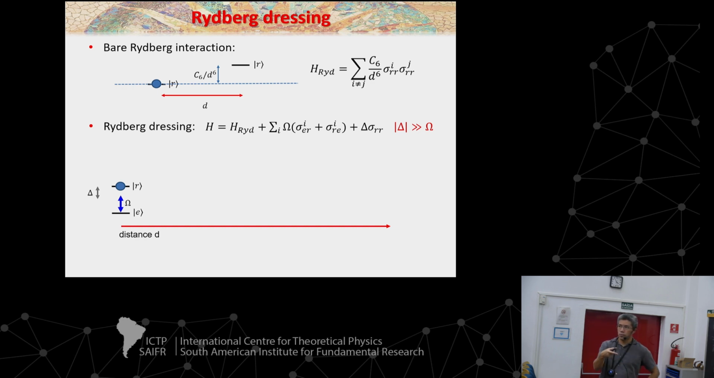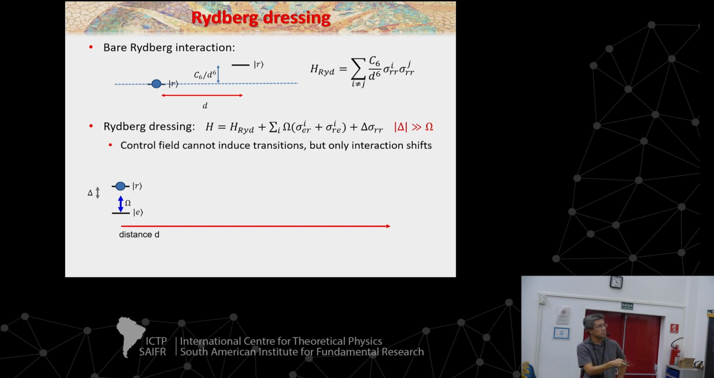Imagine I shine in a first photon. I store it, so I really generate a Rydberg excitation. Then what I want to do is, between the excited state and Rydberg state, I want to shine in control fields, but I want the control field to be way off resonance from this E to R transition. What that means is that the control field is not really able to induce true population transfer between E and R, but it can still have an effect within perturbation theory.